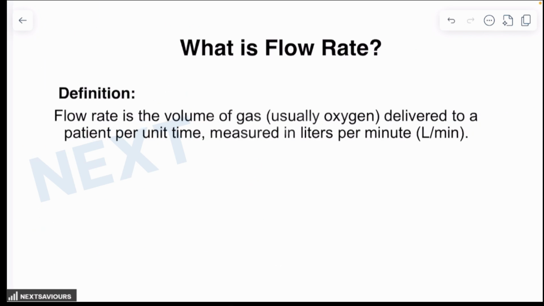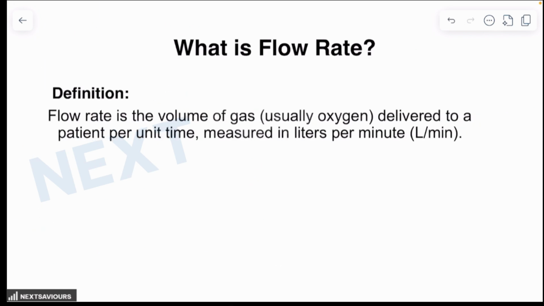The second one is the flow rate. Now, what is flow rate? It is the volume of the gas, particularly the oxygen, which is delivered to the patient per unit time, measured in liters per minute. As you know, flow rate is responsible for determining how much oxygen is being delivered to the patient, because it affects the fraction of oxygen in the inspired air.